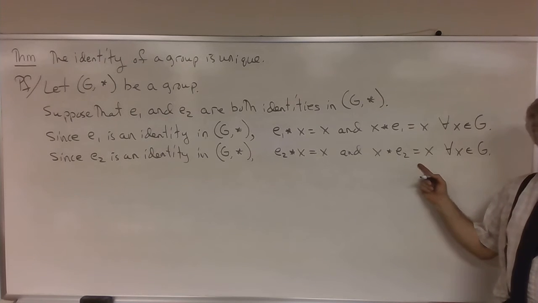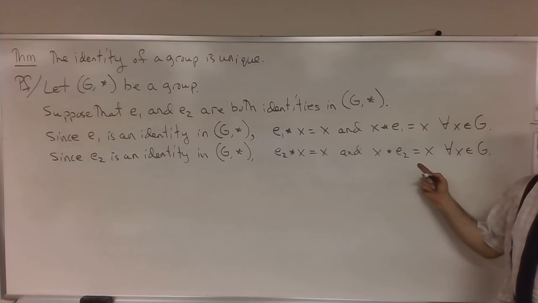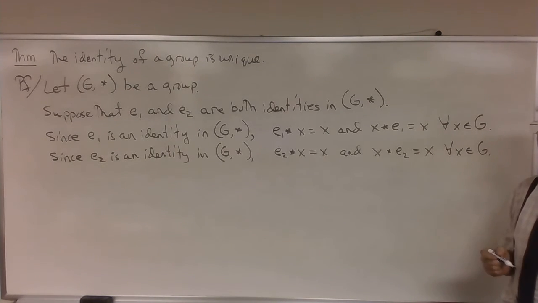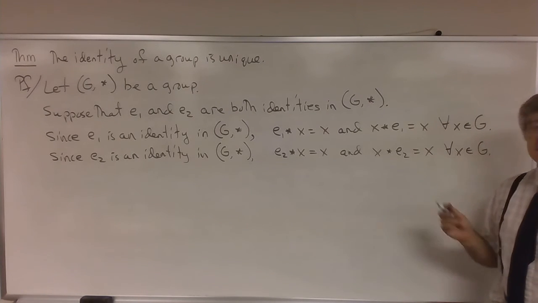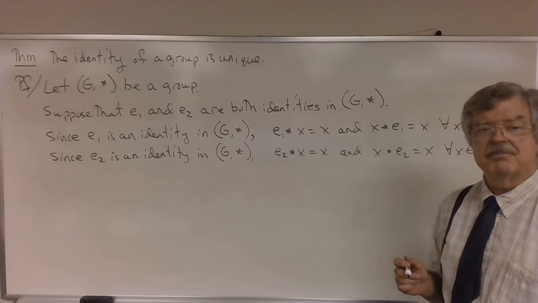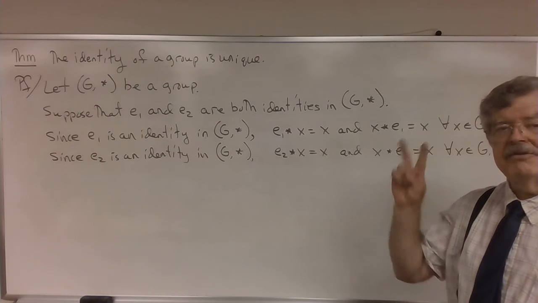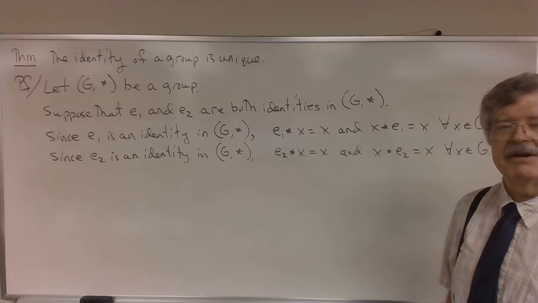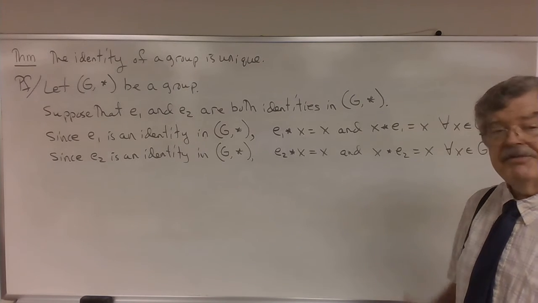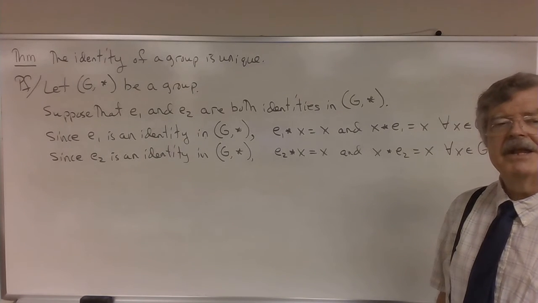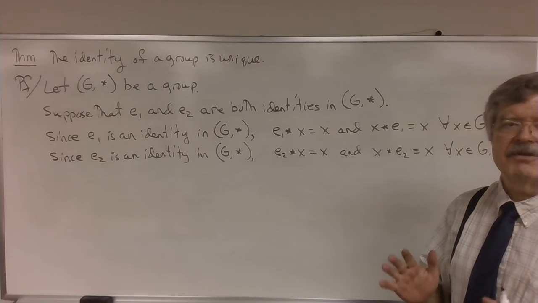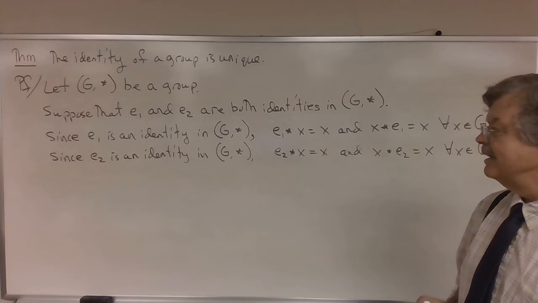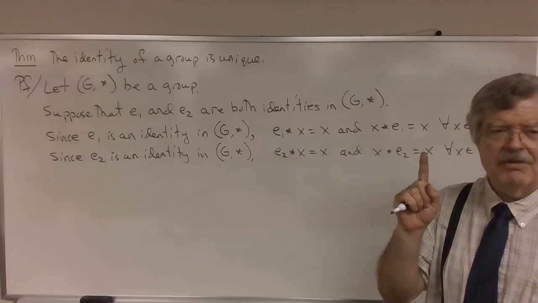And essentially what this proof amounts to is we'll assume that both E1 and E2 are the identity and let them compete with one another. And it will turn out that they have to be equal. And that's typically what we do in a uniqueness proof. We'll assume that there are two of whatever it is that we're trying to show are unique. Let them compete with each other, and in the end it will turn out that they have to be equal, showing that there can't be more than one of them.